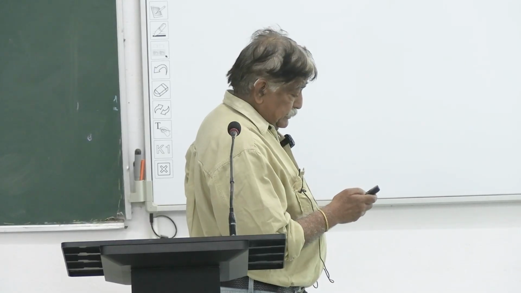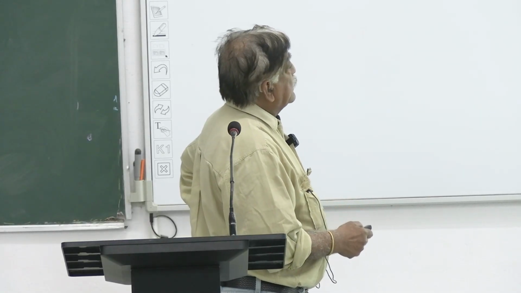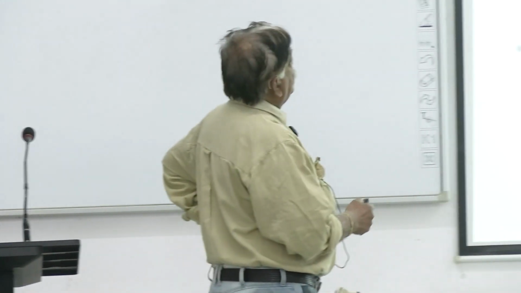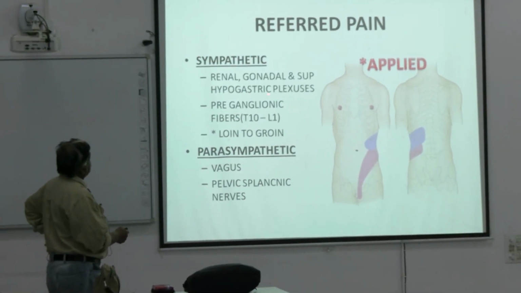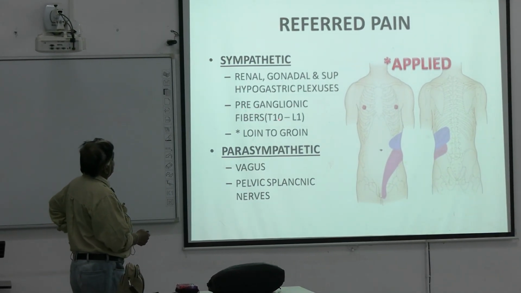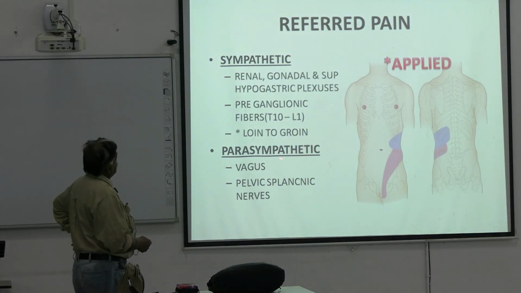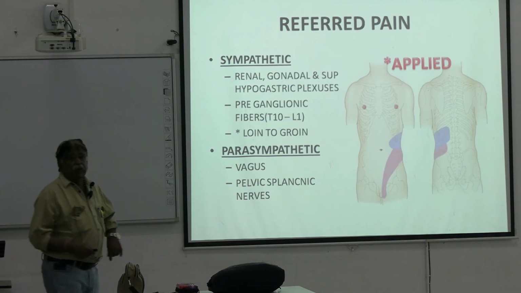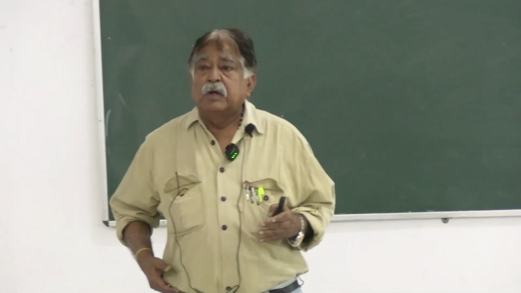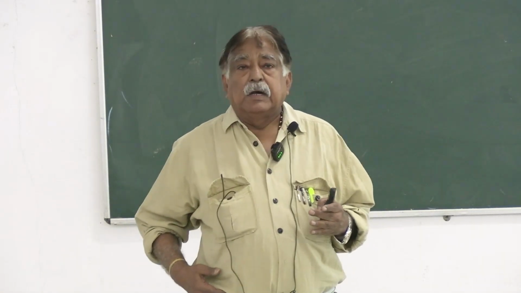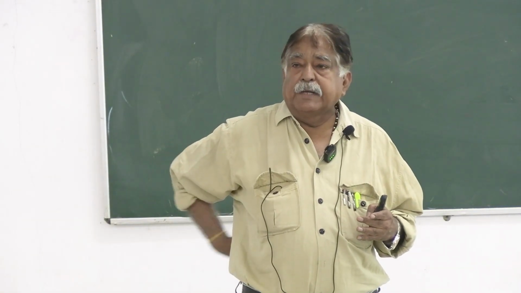Now, referred pain. Sympathetic supply: renal, gonadal, and superior hypogastric plexus, preganglionic fibers T10 to L1, loin to groin. Parasympathetic: vagus and pelvic splanchnic nerves. This is important when the patient comes with ascending pyelitis, a urinary stone, or acute pyelitis, then the pain is loin to groin.